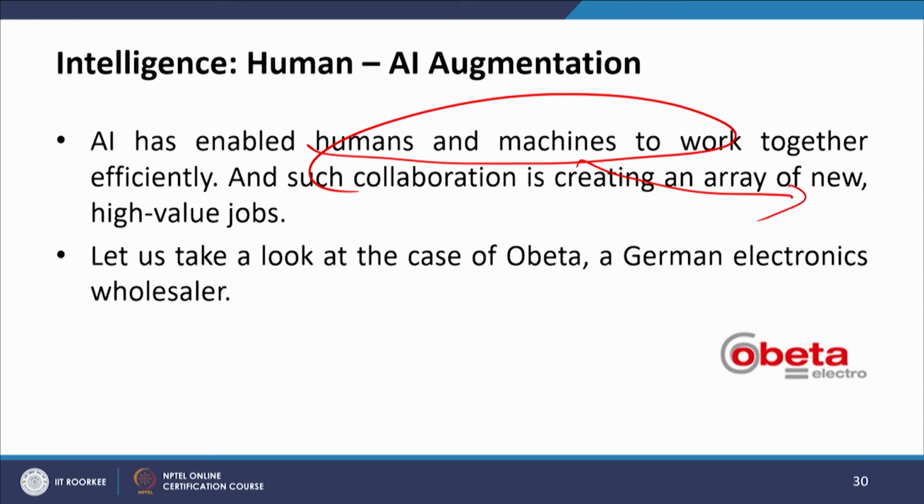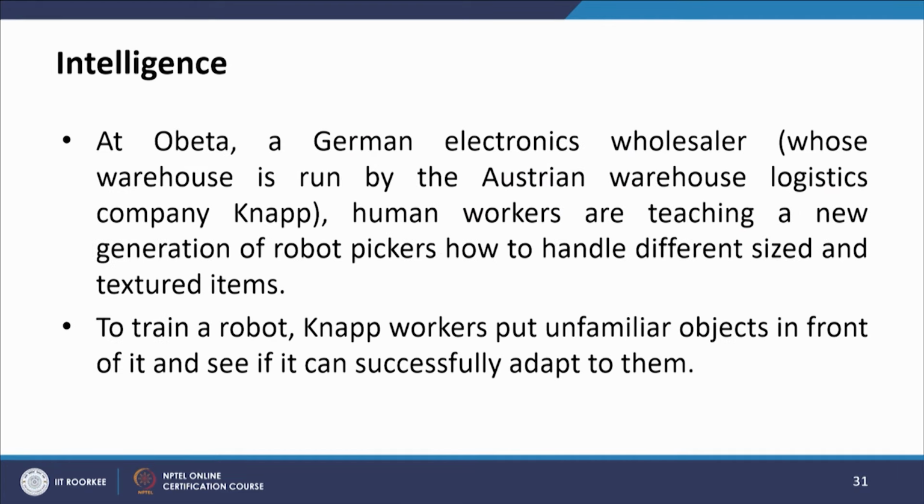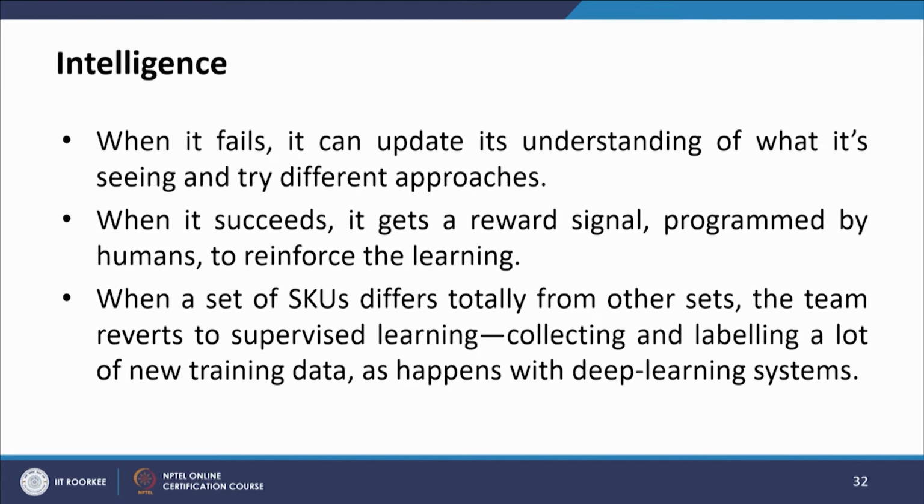Now, let us take a look at the case of Obeta, a German electronic wholesaler. At Obeta, whose warehouse is run by Austrian warehouse logistics company Knapp, human workers are teaching a new generation of robo pickers how to handle different sized and textured items. To train a robot, Knapp workers put an unfamiliar object in front of it and see if it can successfully adapt to it. When it fails, it can update its understanding of what it is seeing and try different approaches. But when it succeeds, it gets a reward signal programmed by humans to reinforce the learning.